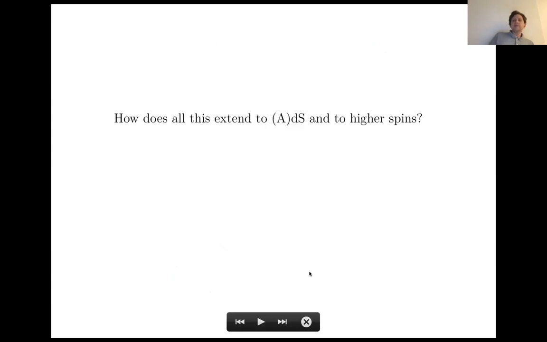Okay, so that's basically the story for shift symmetries of scalars in flat space. So our goal is going to be to extend all of this to de Sitter space and anti-de Sitter space and to the higher spins to see what the analogous classification looks like.